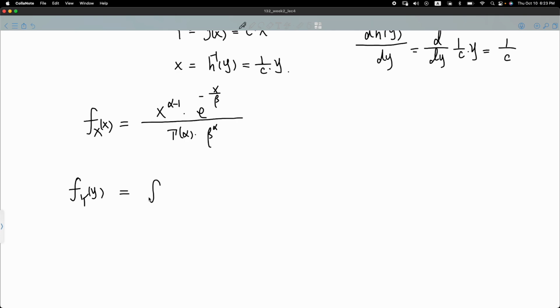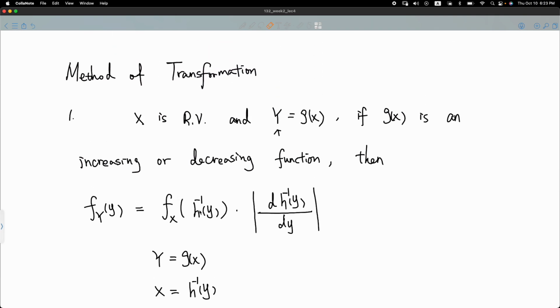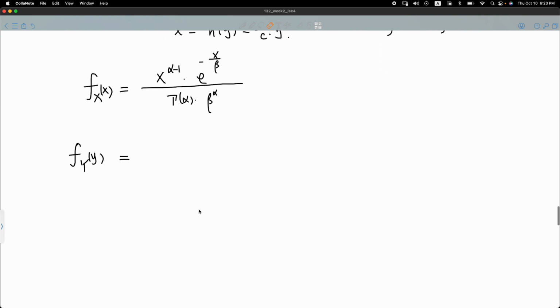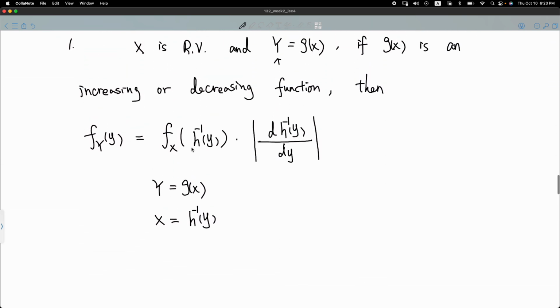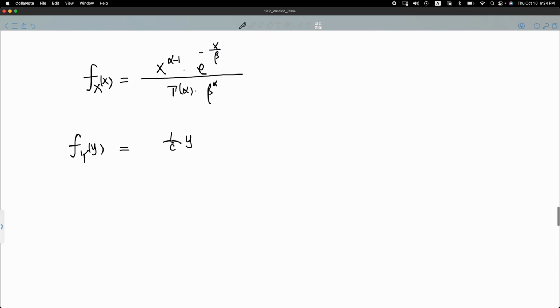And this is equal to the f of, so I'm just not going to copy down the formula here, which is the f of x, but you need to input the inverse function here. I'm just going to write down the result directly. So for the x, you need to replace it by the inverse function, which is 1 over c multiplied by y. So this is your new input to the density function for random variable x. So you just need to replace the input x by 1 over c multiplied by y, and then raise to the power of alpha minus 1.